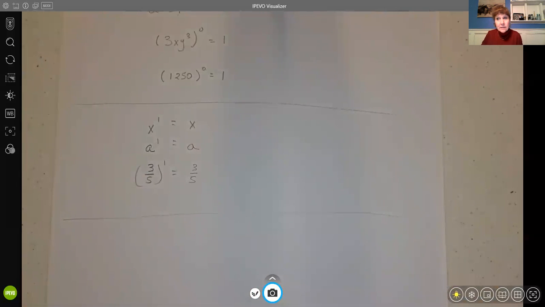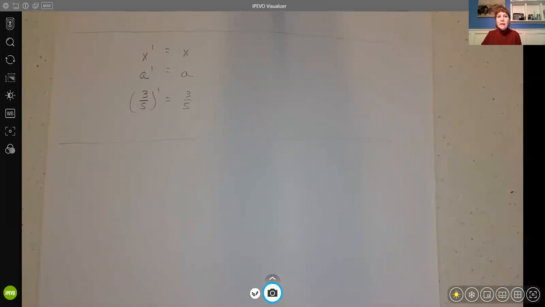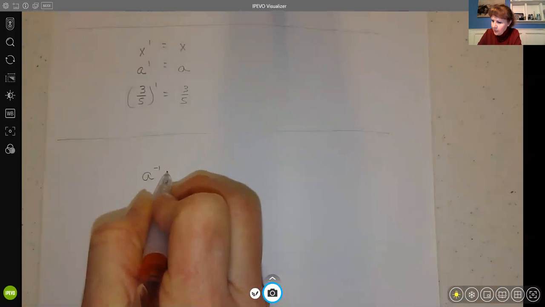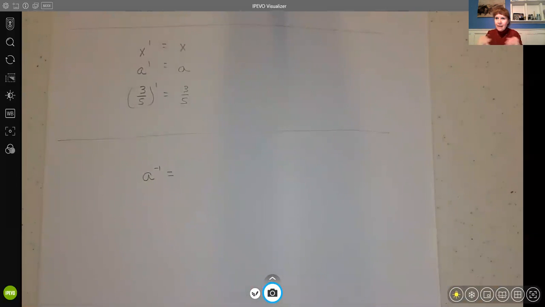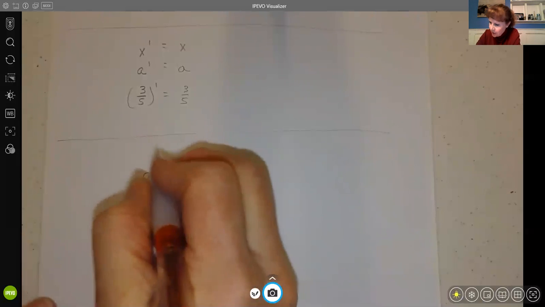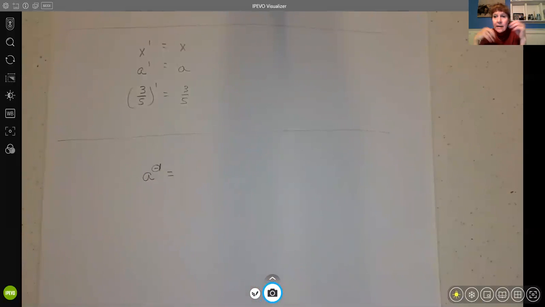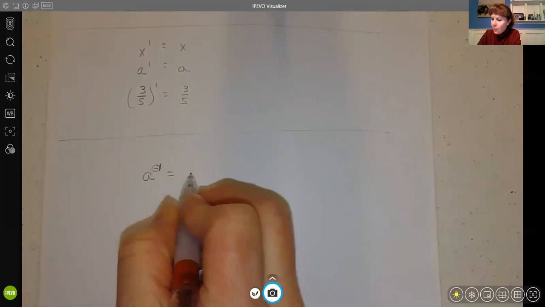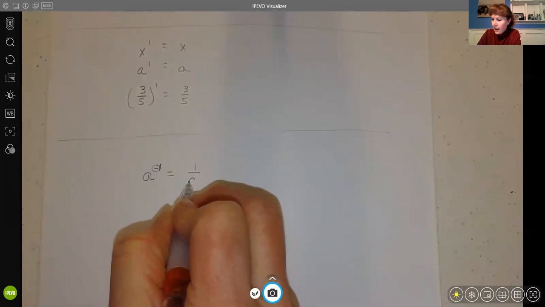Now we may be getting into something new for you guys, and that's a negative exponent. So we're going to talk about a negative exponent and what it's equal to. I've just chosen to use an a, and it doesn't really matter. Now, this negative, what it does and what it does not do: what it does is it changes the position. The negative exponent changes the position of the base. So here, a to the negative 1 is equal to 1 over a.